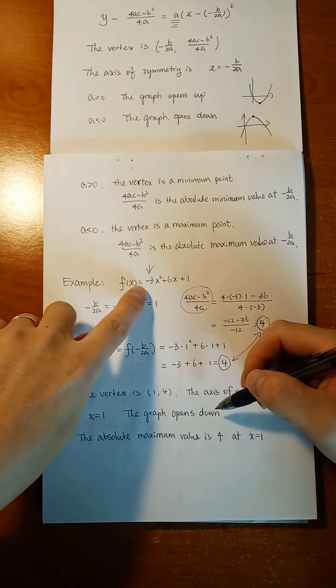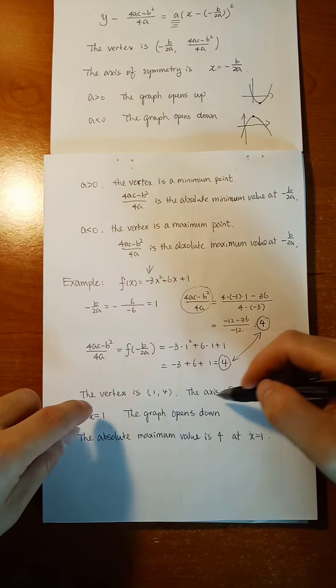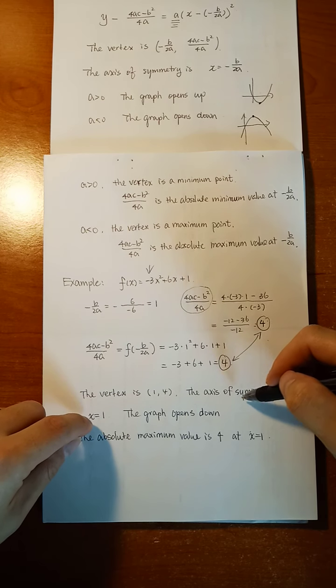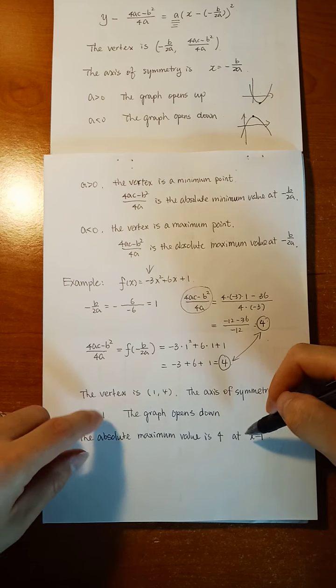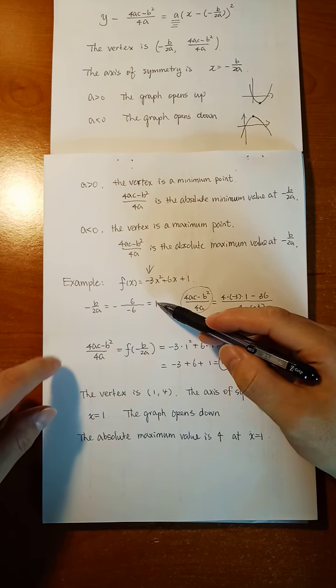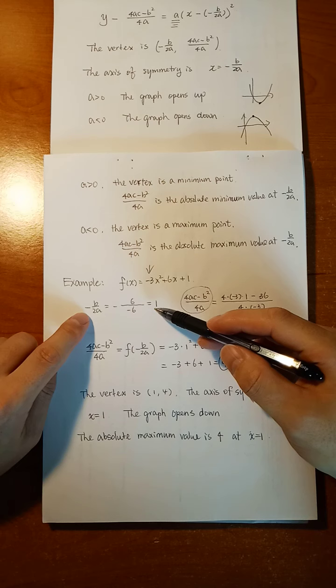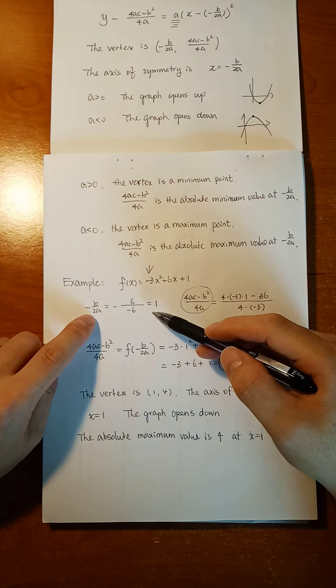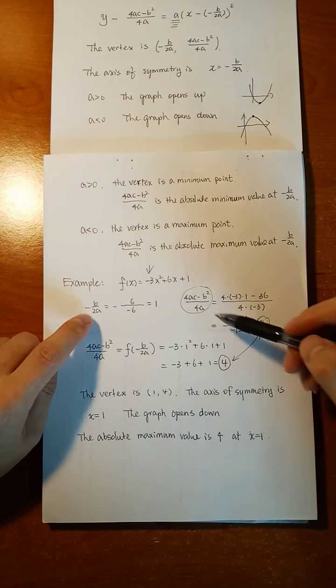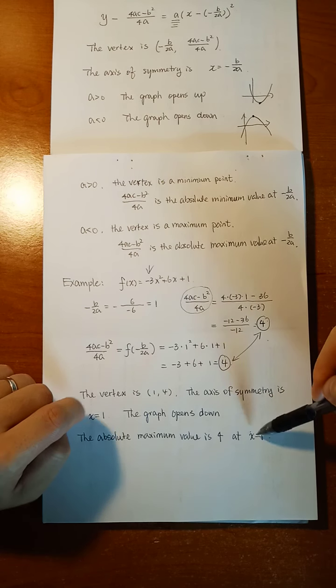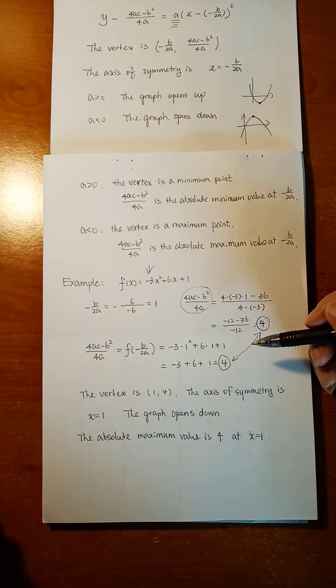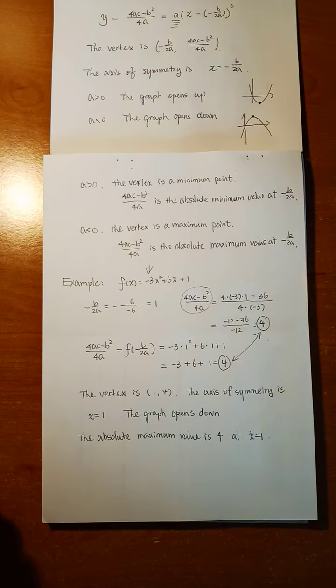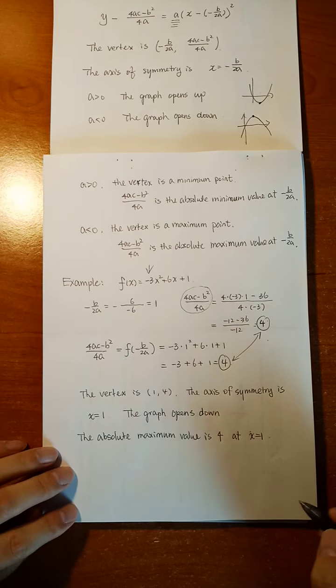Except for this sentence, the vertex of the graph, axis of symmetry and absolute maximum value all depend on those two evaluations. Technically, you only need to evaluate negative b over 2a, and based on this quantity, you can find the y coordinate and the rest of the statements. Okay.